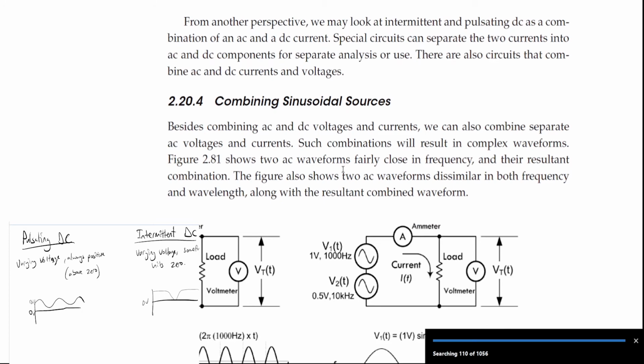Besides combining AC and DC voltages and currents, we can also combine separate AC voltages and currents. Such combinations will result in complex waveforms. This is like adding together two AC signals, getting one complex waveform. Okay. Figure 2.8 shows two AC waveforms fairly close in frequency and a resultant combination. The figure also shows two AC waveforms dissimilar in both frequency and wavelength along with the resultant combined.